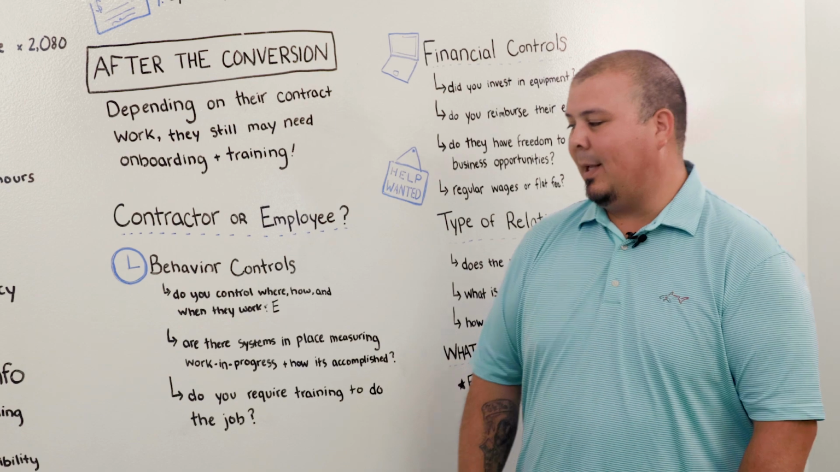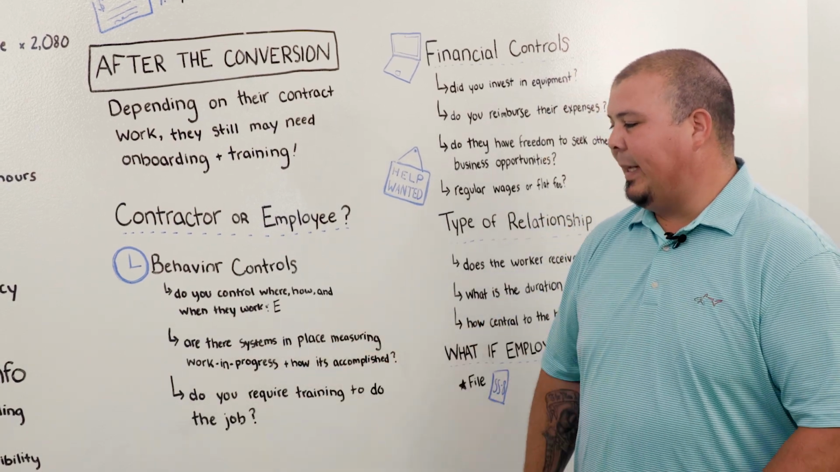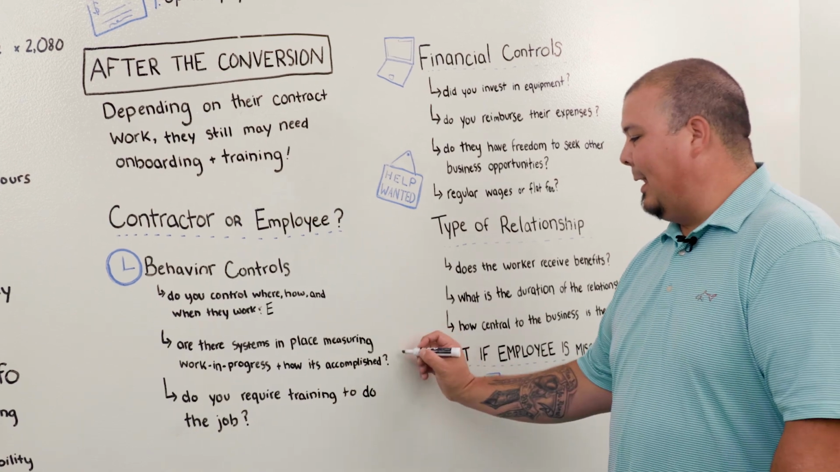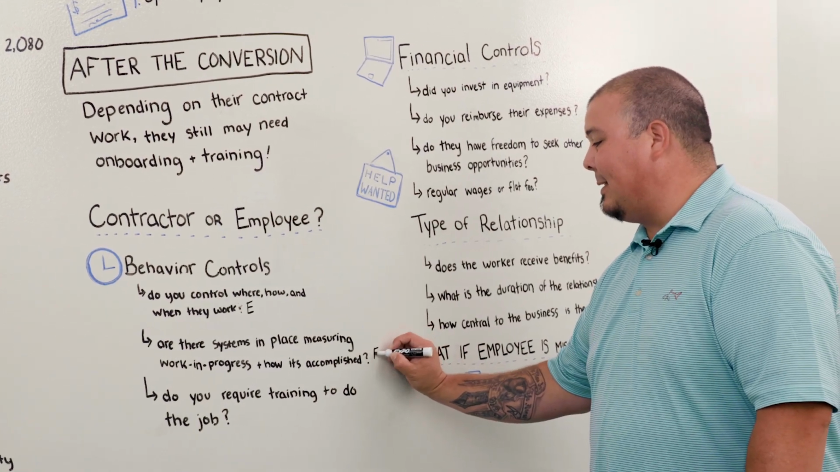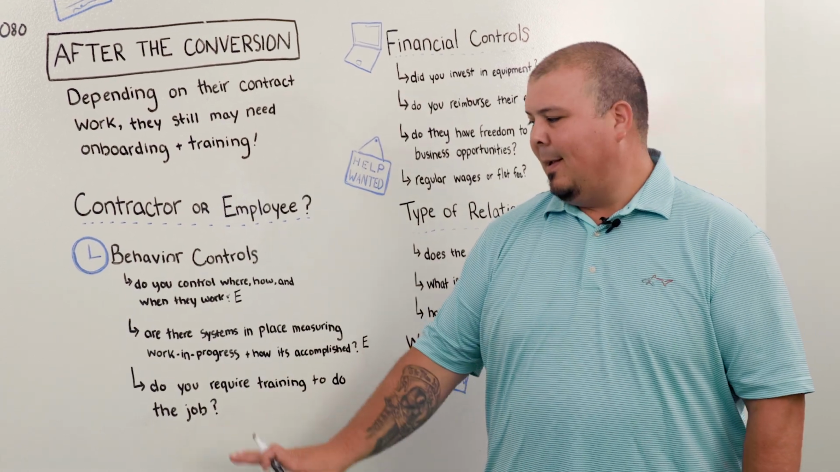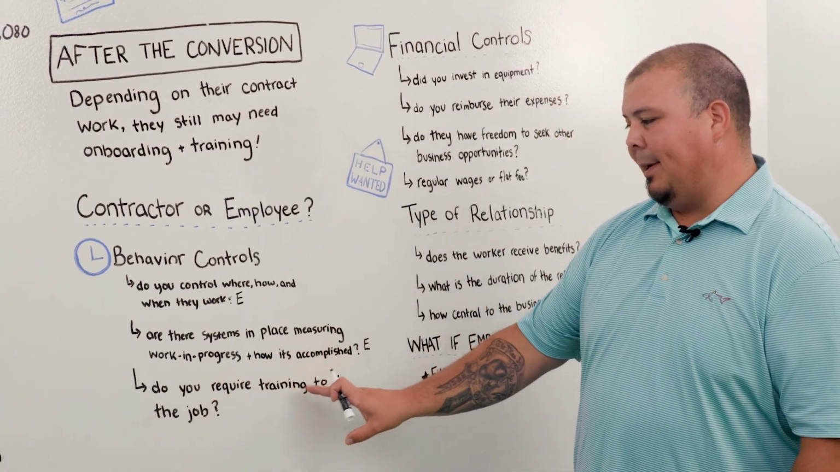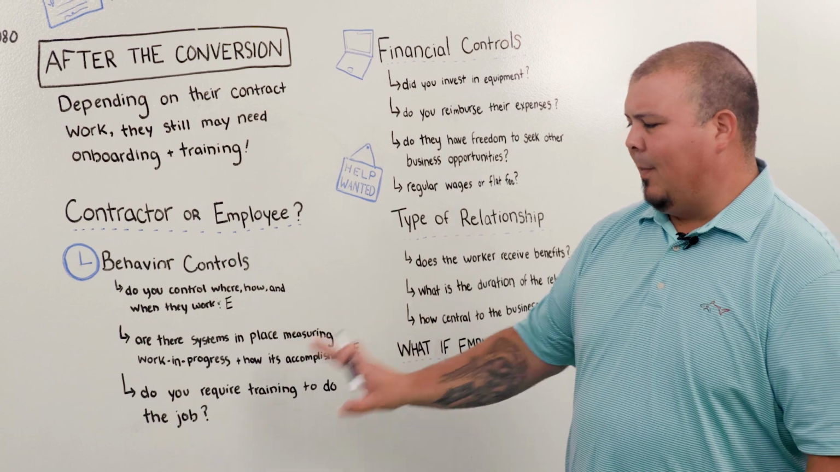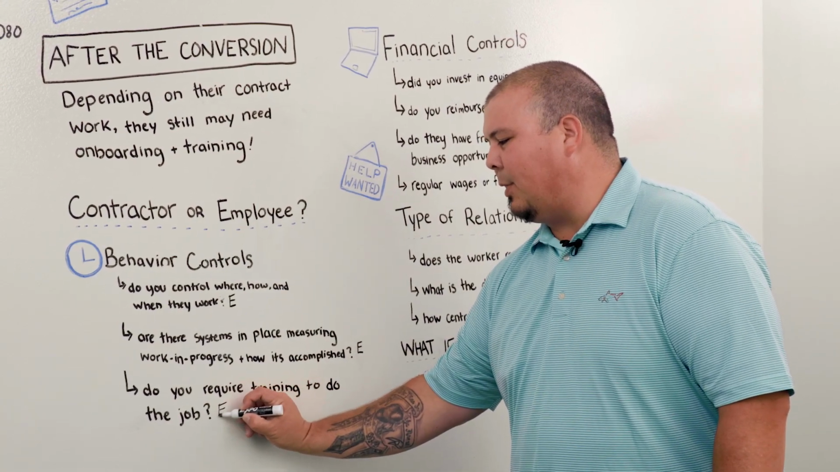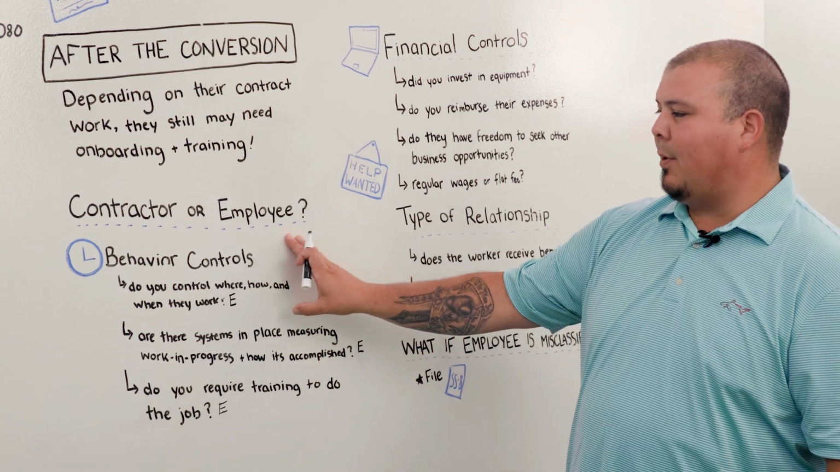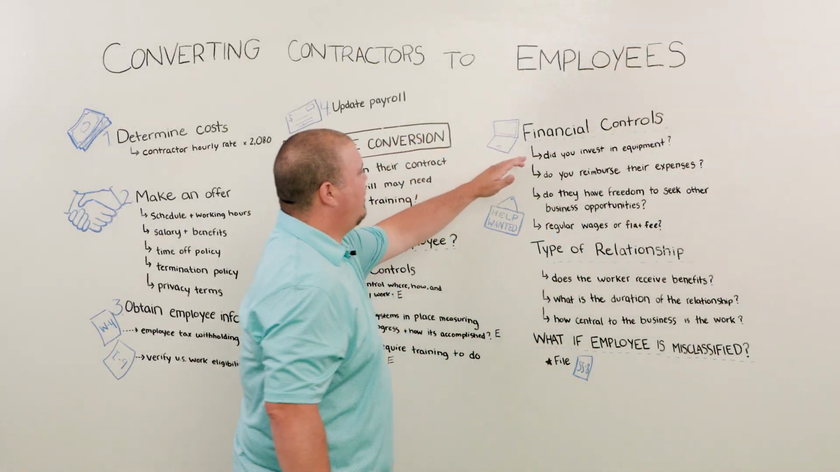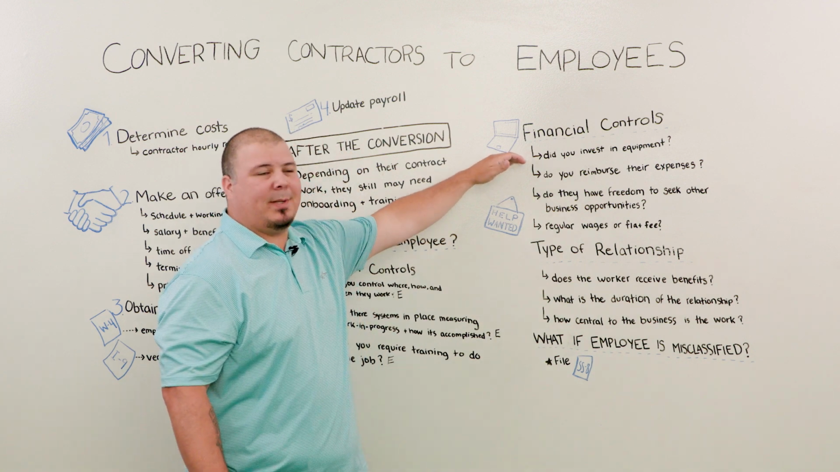Are there systems in place measuring work in progress and how it's accomplished? Again, if the answer is yes, that is typically a situation where an employee makes the most sense for the company. Lastly, do you require training to do the job? If this answer is yes, again, this is another opportunity to look into it being an employee for your company versus a contractor. Next, we're going to look at some financial control questions that should help you determine your decision.